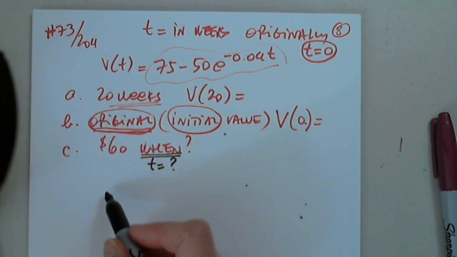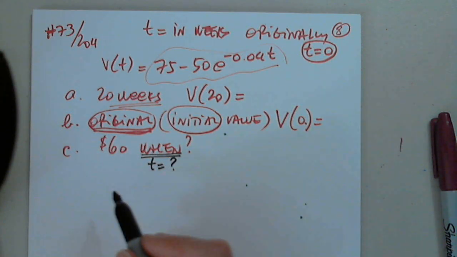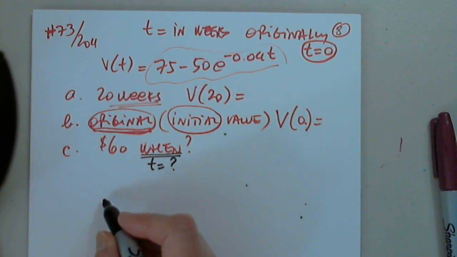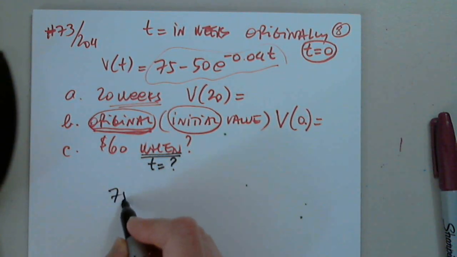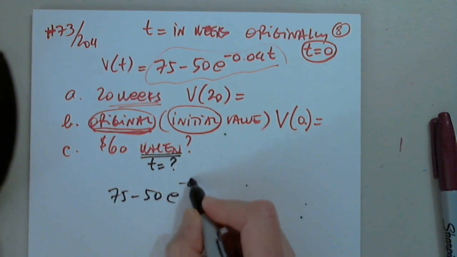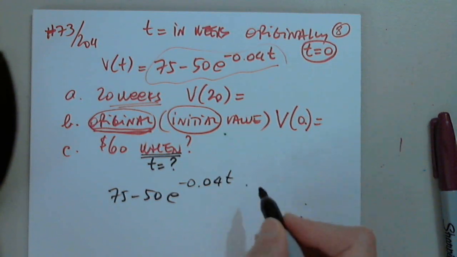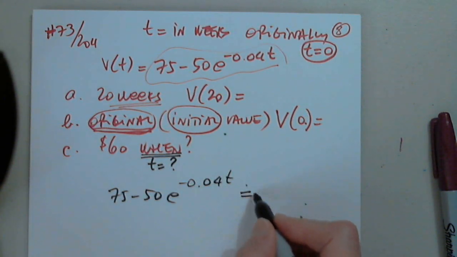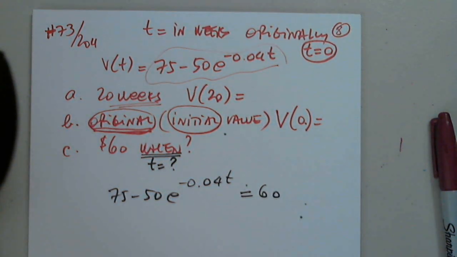Now we just have to make it look like it's an equation. How do I write the equation? It's 75 minus 50 e to the power of negative 0.04 t, and then it's all equals to 60. That's it. Awesome. Brilliant. Thank you.